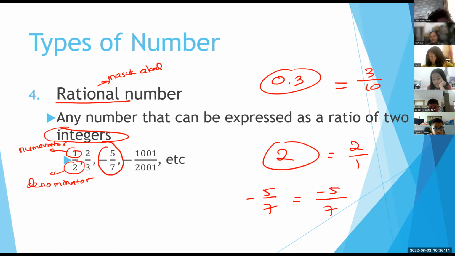Wait, I want to ask a question. Do integers involve decimals? Actually yes, but not all decimals are rational numbers. Sorry, integers cannot be decimals. I mean, they can be: we can write 2 as 2.0, right? It is a decimal, but the digits after the decimal point are all 0, because 2.0 is basically equal to 2. So we can say it is actually a counting number.